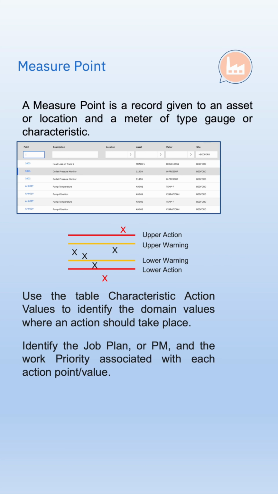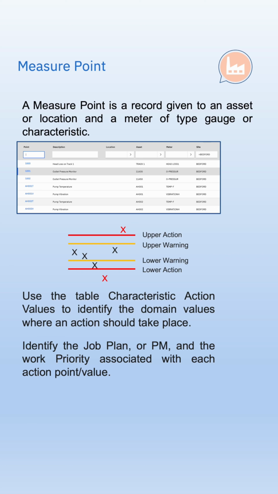For both gauge and characteristic meters, the measure point record allows you to define a job plan or PM and a priority to use for the generated work order. The work order can be manually created or set to be automatically generated using a background cron task.